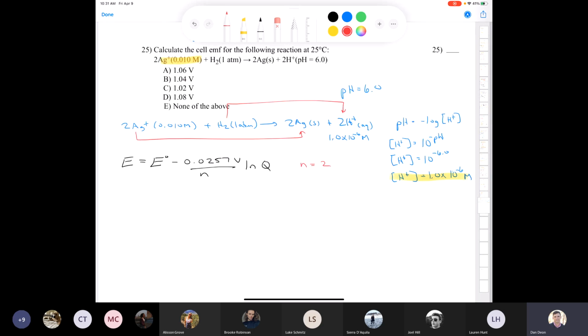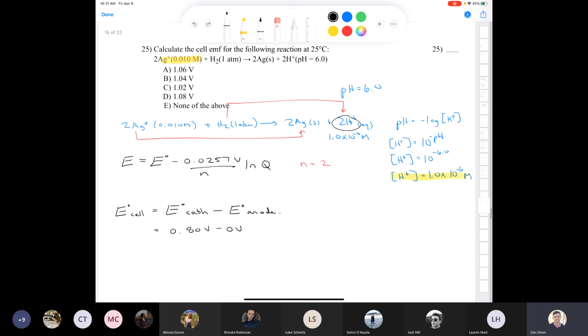Now I can solve for my standard cell potential, E naught cell, by looking up the values in the table. I'm not going to write down the standard reduction potential reactions for both of these, but it's E cathode minus the E of the anode. And I end up with 0.80 volts, subtract 0 volts, because this is the standard hydrogen electrode. And I end up with an E naught cell equal to 0.80 volts.